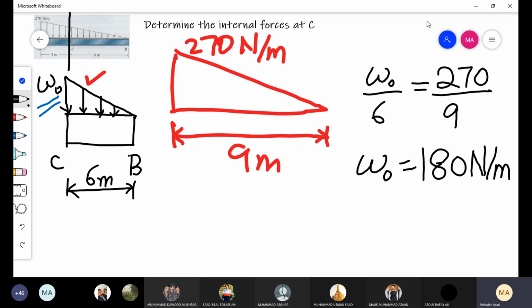If you don't understand anything, you may raise your hand. Okay, मैं उस वक्त आपको allow कर दूंगी. You may ask the question. तो अभी हमने W naught, that is the intensity of UVL at point C. We have calculated that intensity.